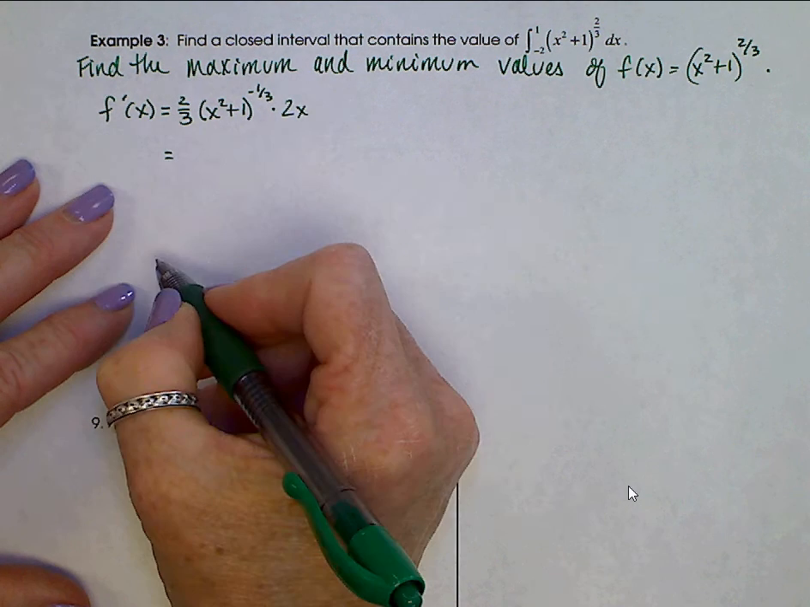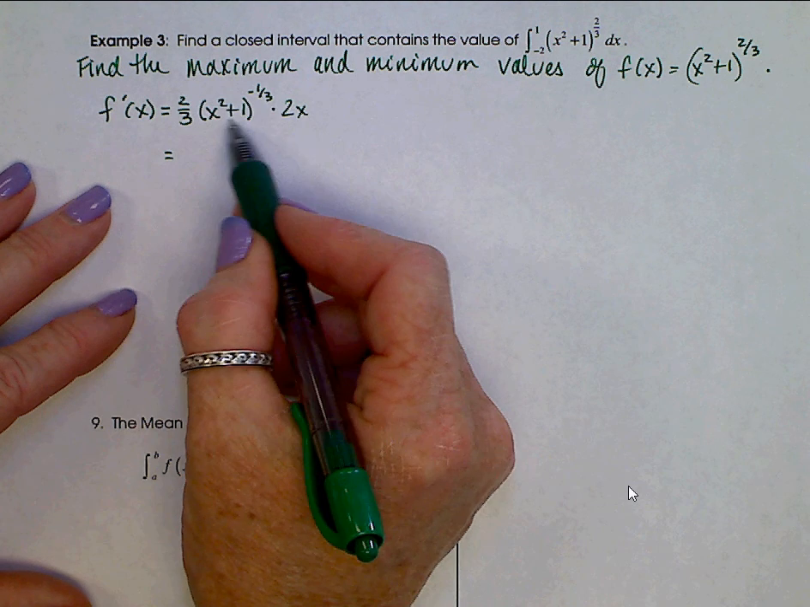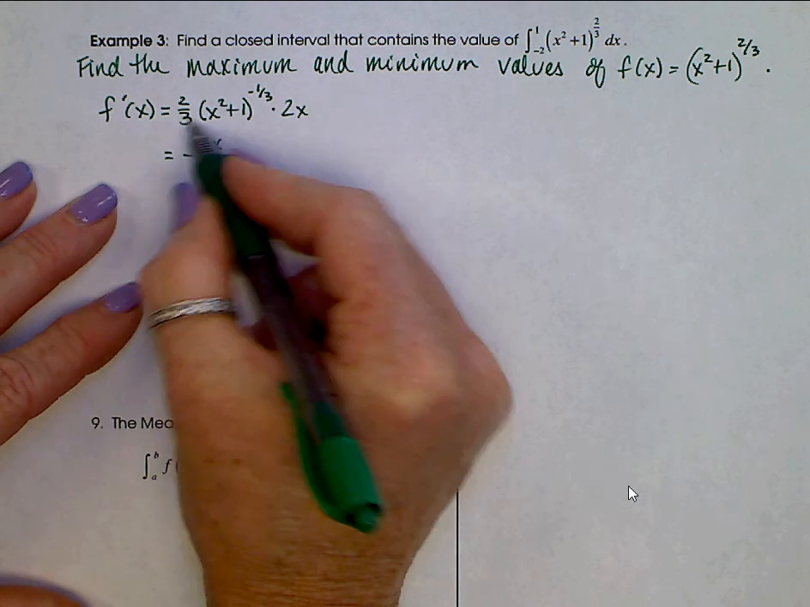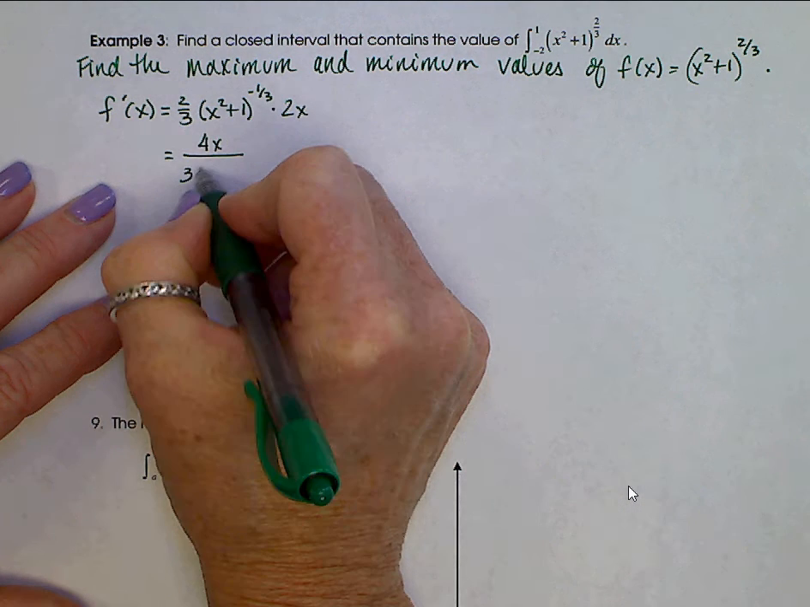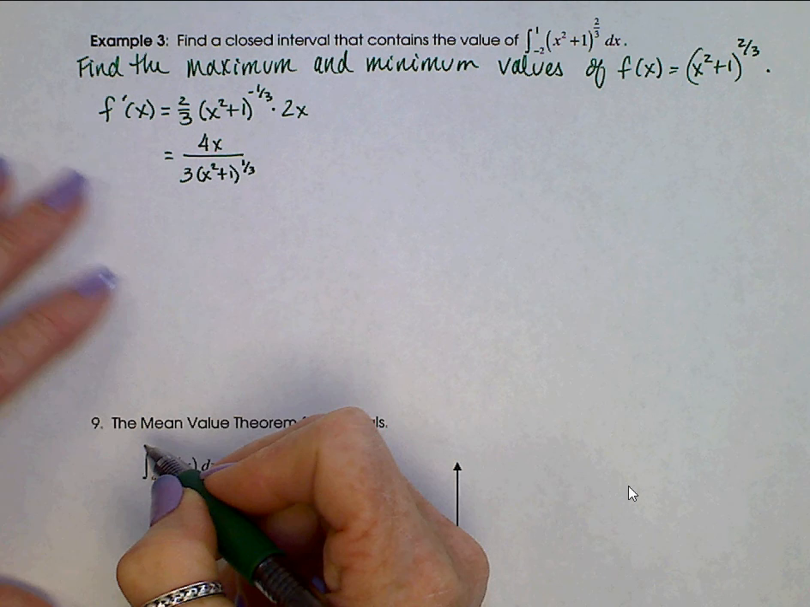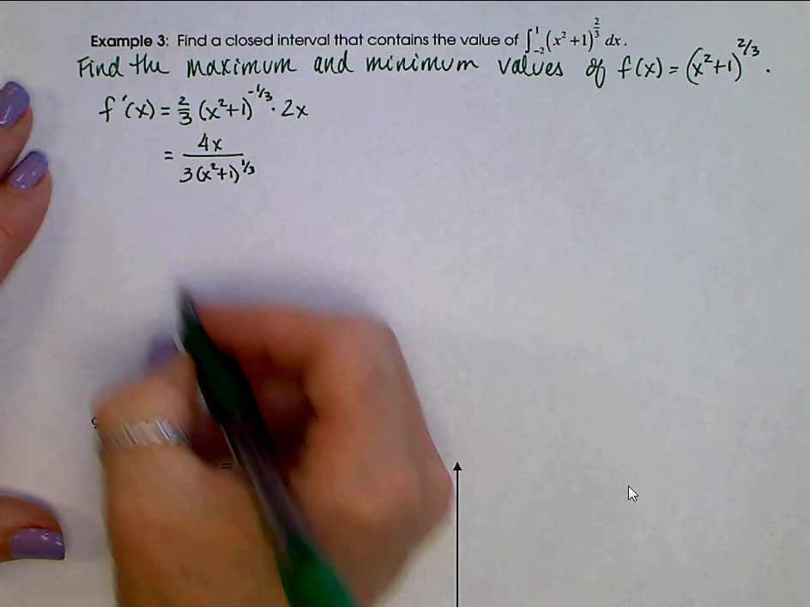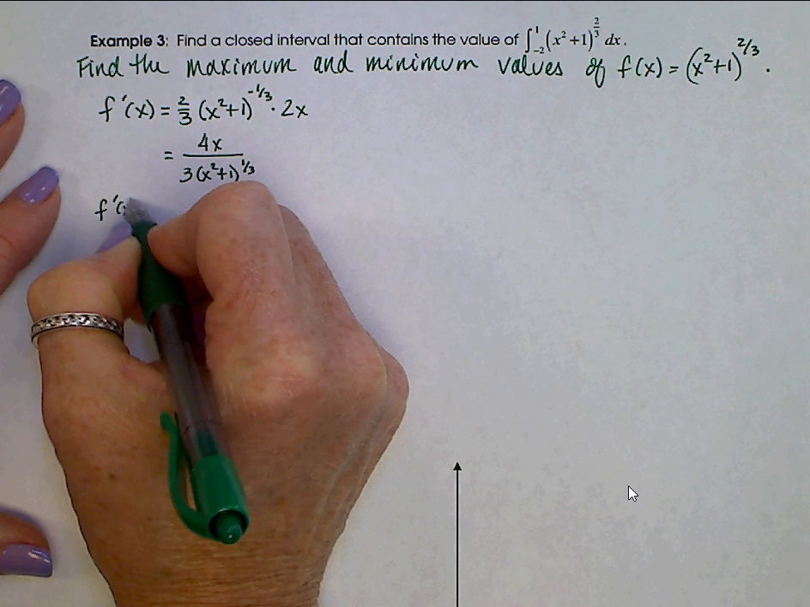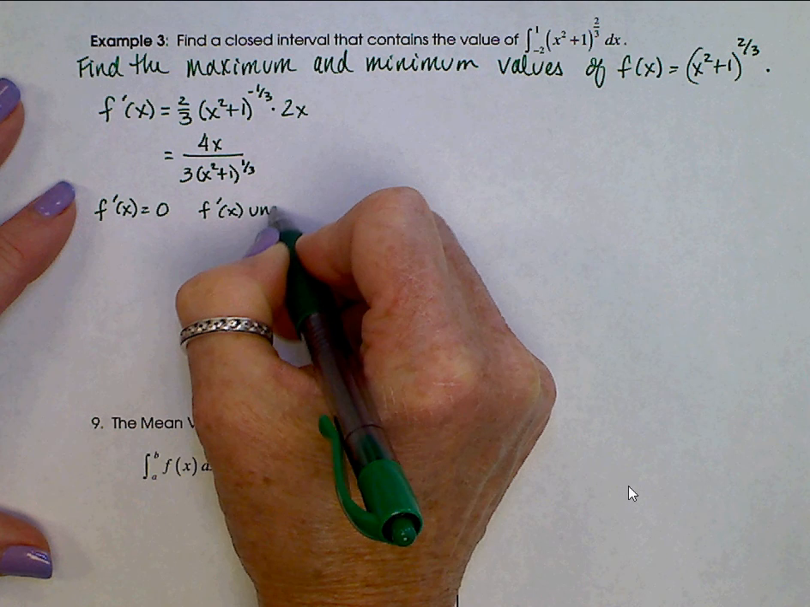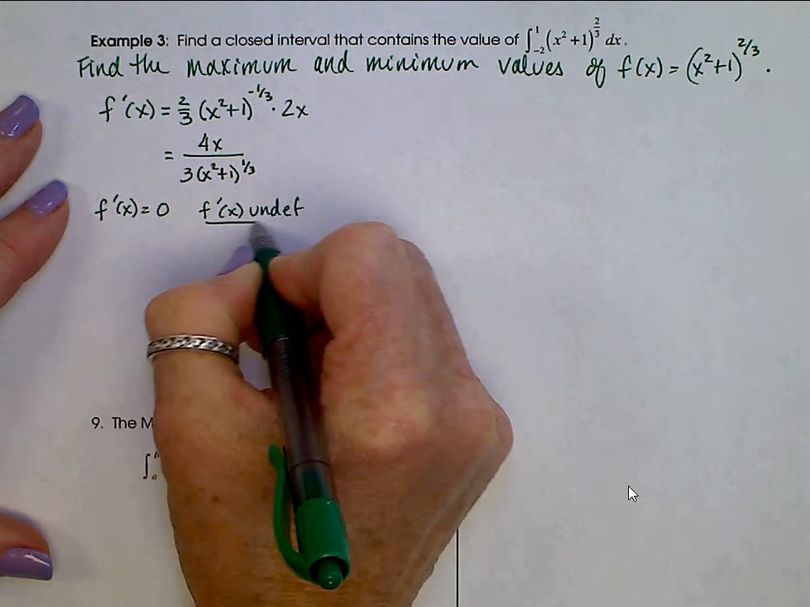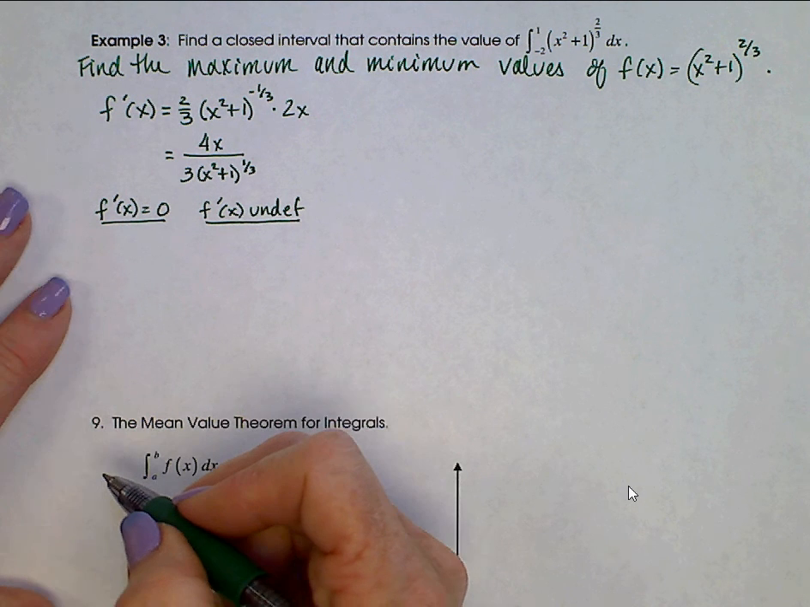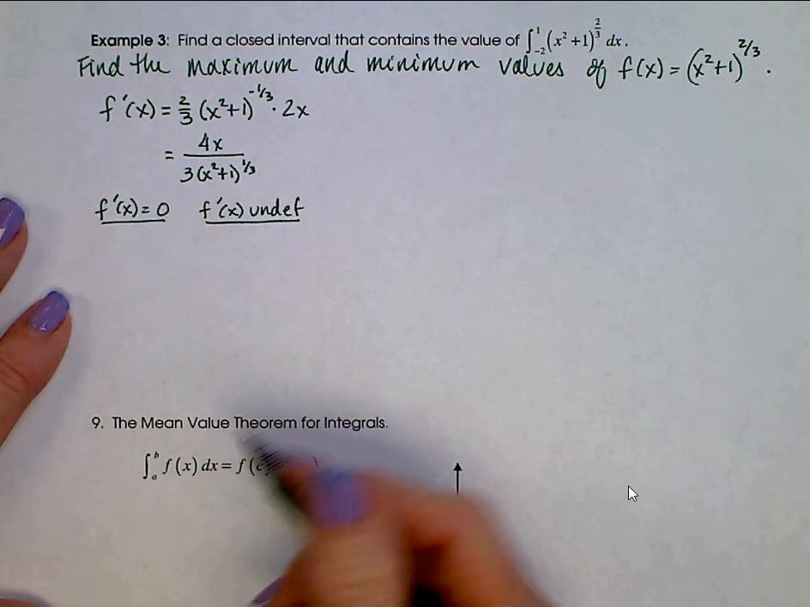And then let's clean this up a bit and write this negative exponent piece back in a denominator. So we'll have 4x over the denominator, 3 times (x squared plus 1) to the 1/3. All right, now look where f prime of x is equal to 0, or f prime of x is undefined. We don't have to look where f prime of x does not exist. That happens mostly in piecewise defined functions, and we don't have that, so we're just not going to look.